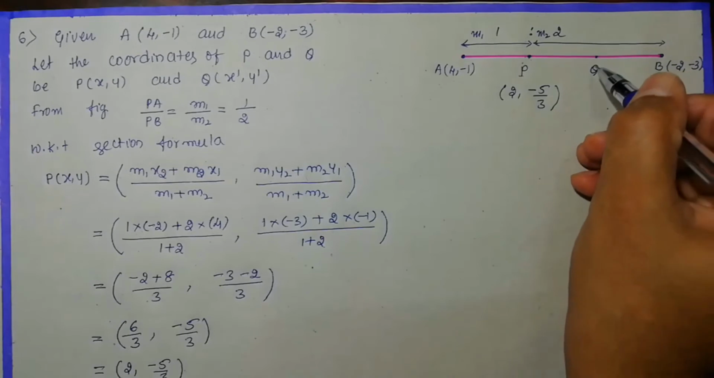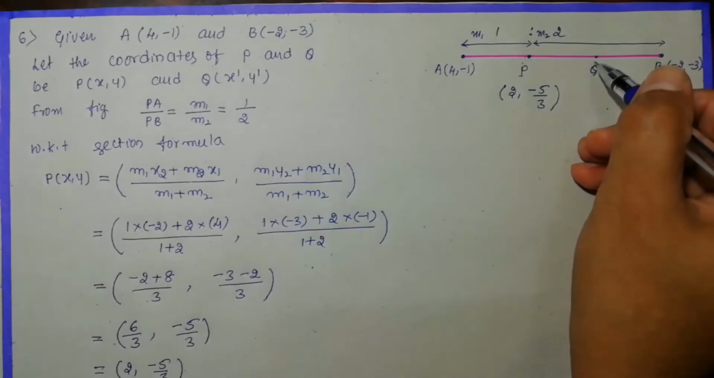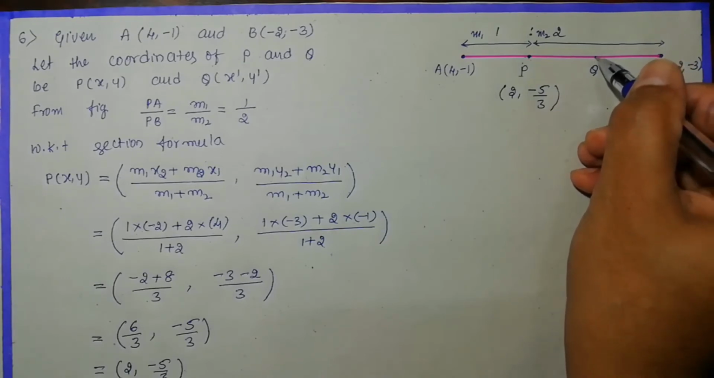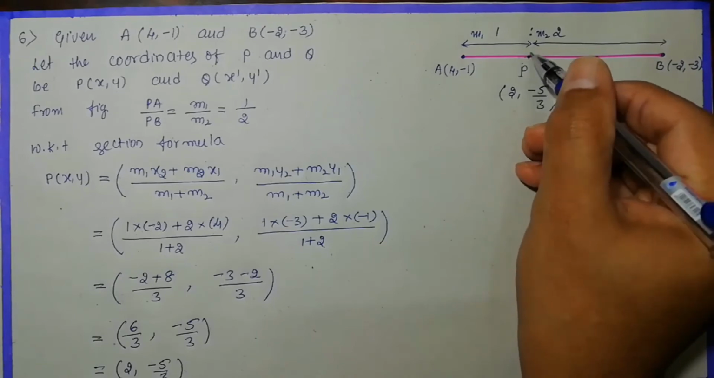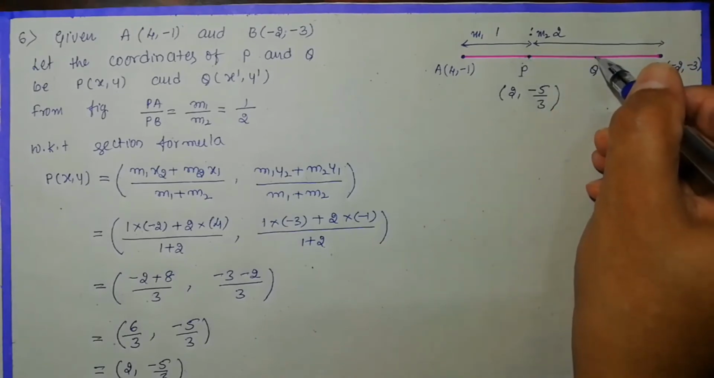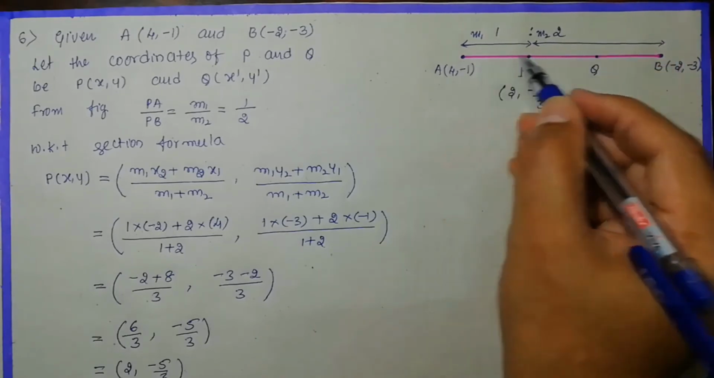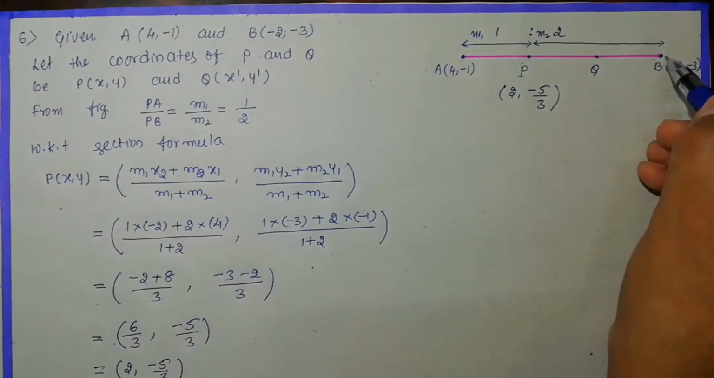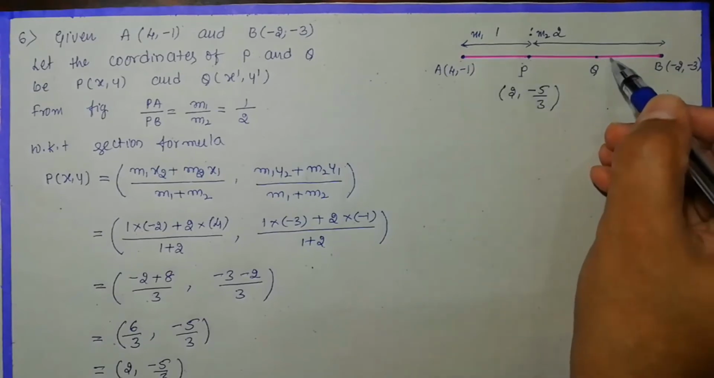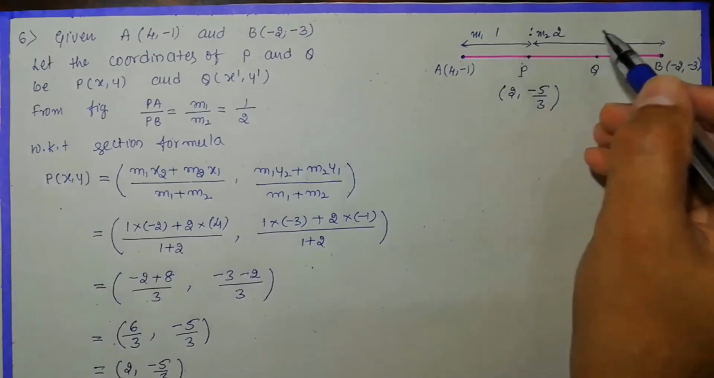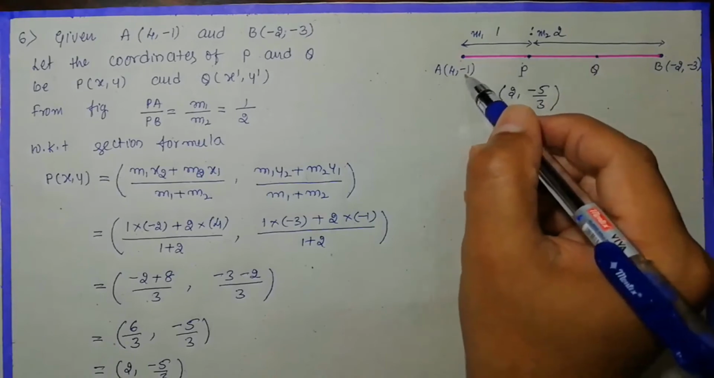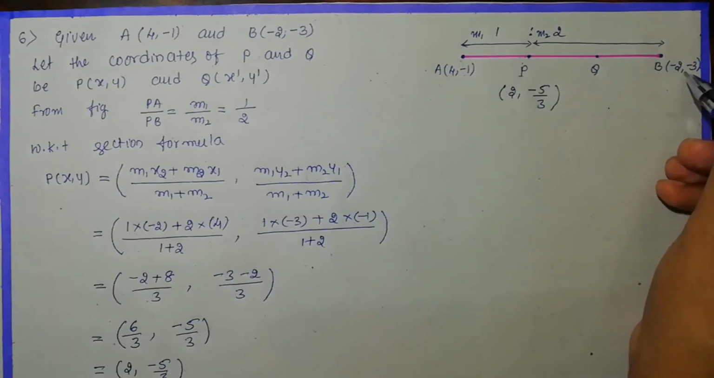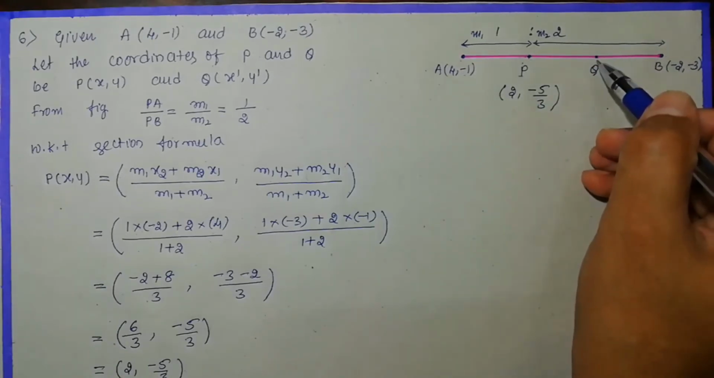Now we have to find out what are the coordinates of Q. To find Q, you can do it in two different ways. If you forget about the point P, we can treat it like this: the point Q divides AB in the ratio 2:1. Here m1 is equal to 2, m2 is equal to 1. This is x1 y1, this is x2 y2. By using the section formula, you can find the coordinates of Q.